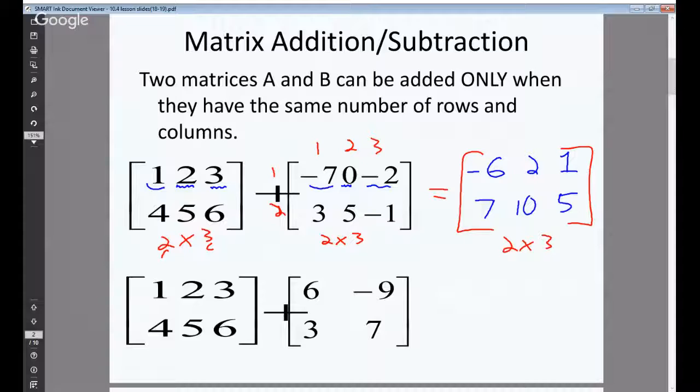Now, in the second example, you'll notice that our first matrix is a 2 by 3, but the other one is a 2 by 2. And sadly, we cannot add or subtract matrices that have different dimensions. So that one is not possible. That's all you have to do. Just say not possible, and move on. So with that said, let's move on.